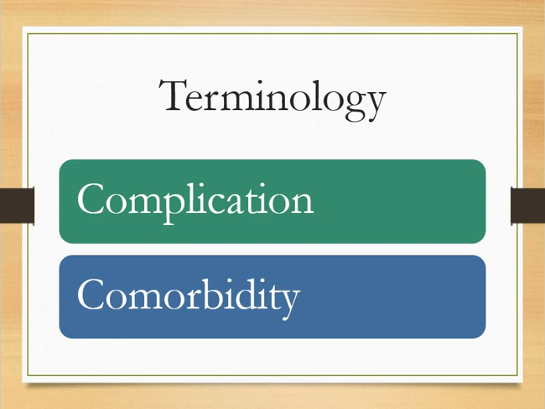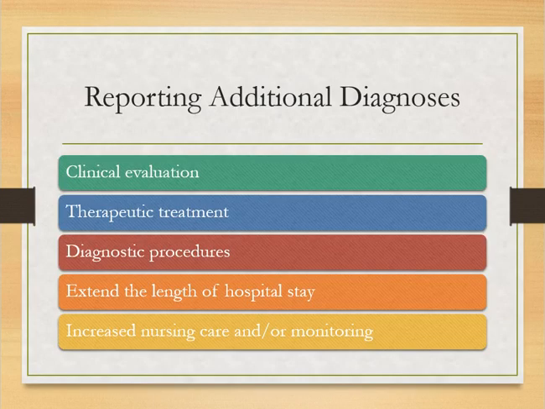So in terms of reporting additional diagnoses, you want to ask yourself if that additional diagnosis falls into one of 5 situations. This is something that you're thinking about before you actually assign a code for that condition. Just because it's in the record doesn't mean that you can code it. So does it require clinical evaluation? This is something where you would expect to see some type of testing or clinical observations or a consultation, that the patient is being clinically evaluated.